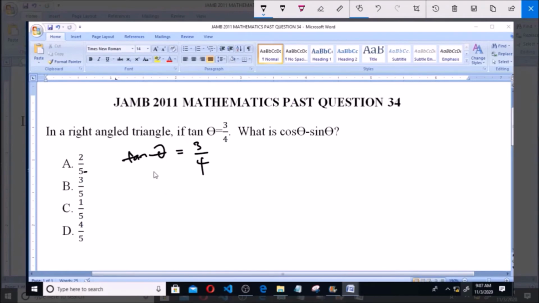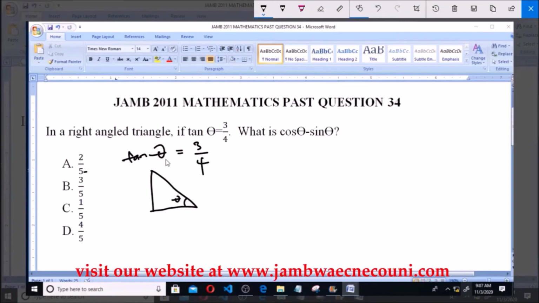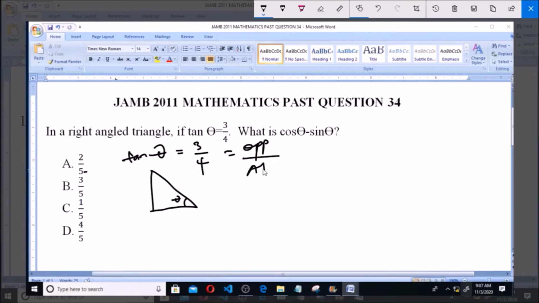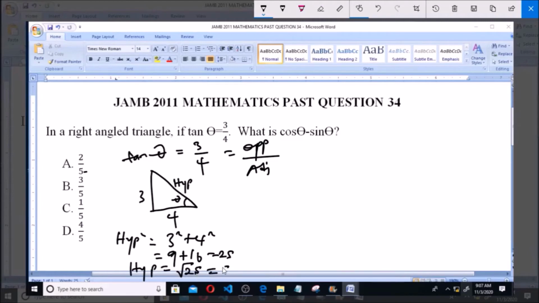Now that means that, let's assume we have a right triangle here, and this is theta. Like we know, tan theta simply represents what? Opposite over adjacent. So the opposite is 3, and the adjacent is 4. So now we can find the hypotenuse. Using Pythagoras theorem, hypotenuse squared is equal to opposite squared plus adjacent squared, which is 3 squared plus 4 squared. That will be equal to 9 plus 16, which is equal to 25. So the hypotenuse will be the square root of 25, which is equal to 5.